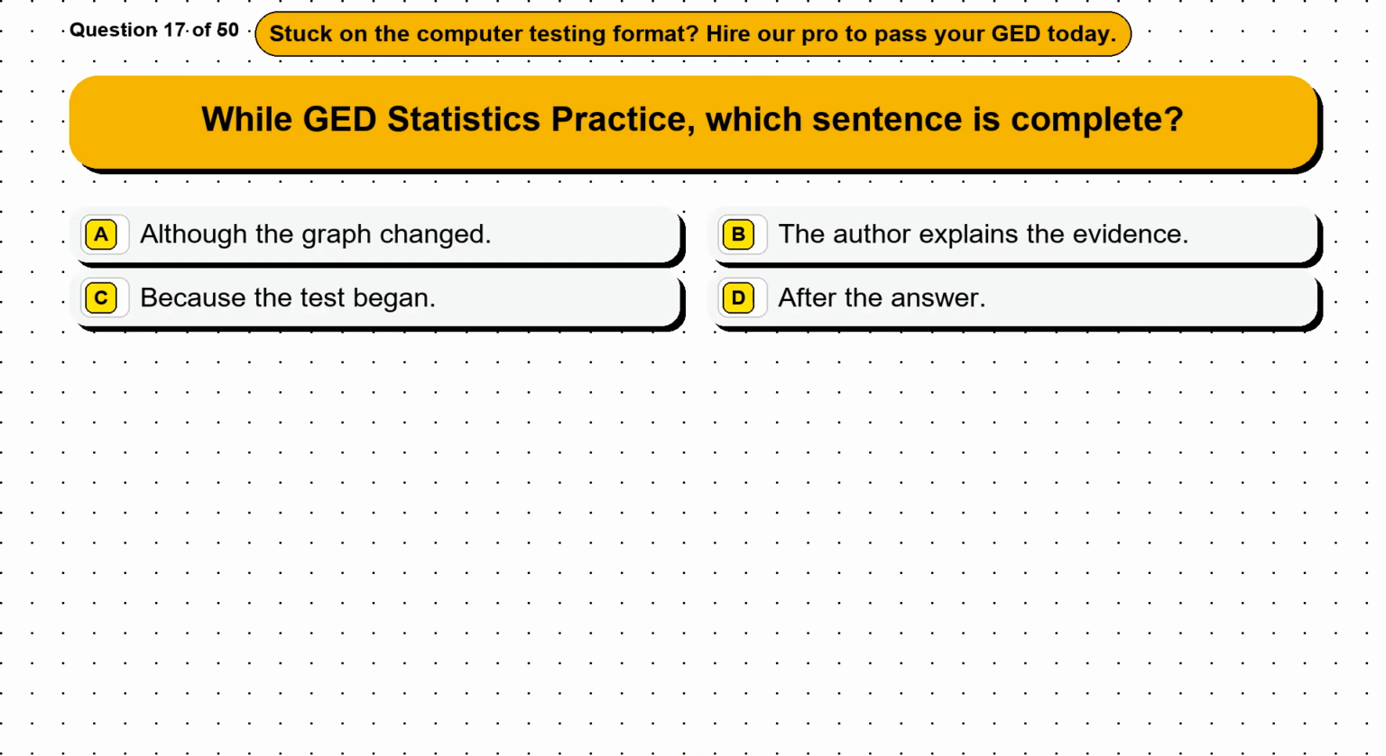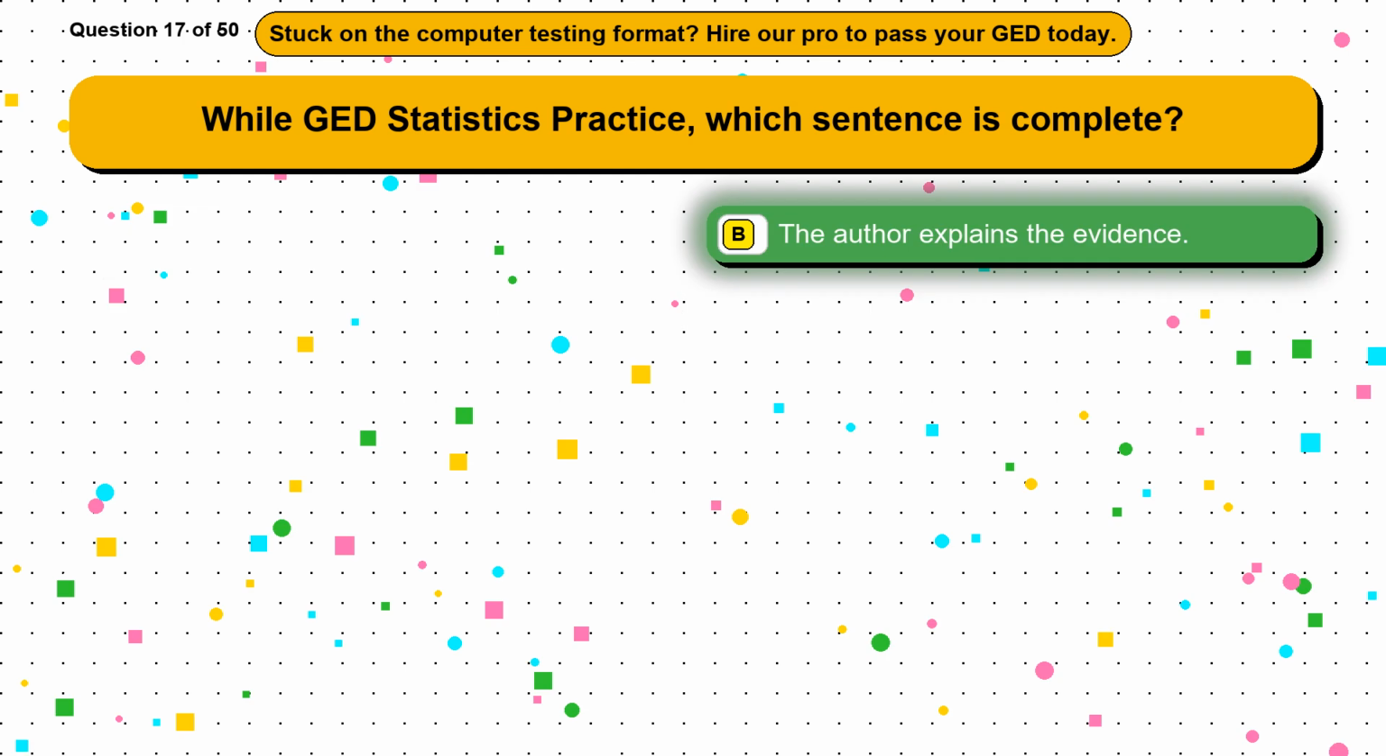Question 17. While GED Statistics Practice, which sentence is complete? Option A. Although the graph changed. Option B. The author explains the evidence. Option C. Because the test began. Option D. After the answer. The correct answer is option B.